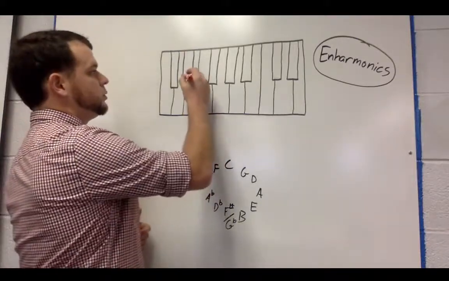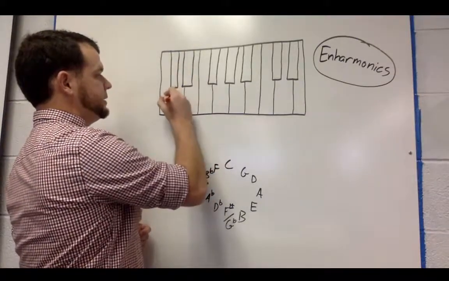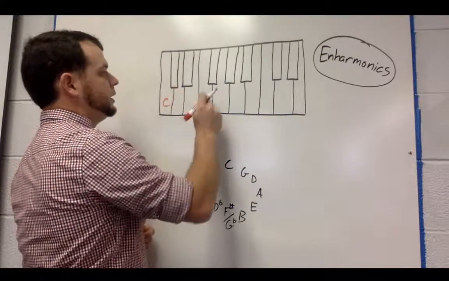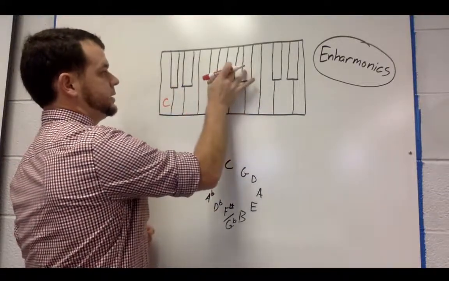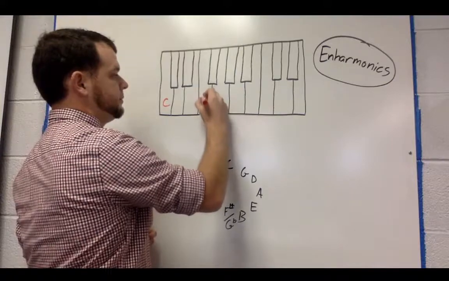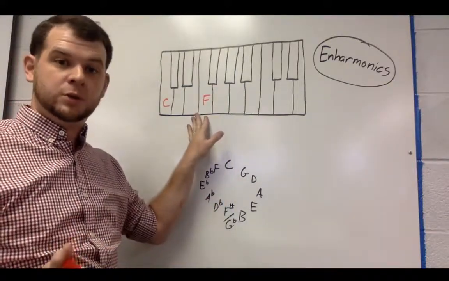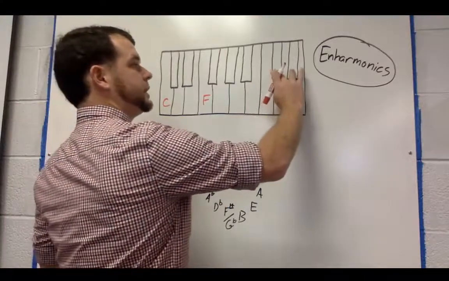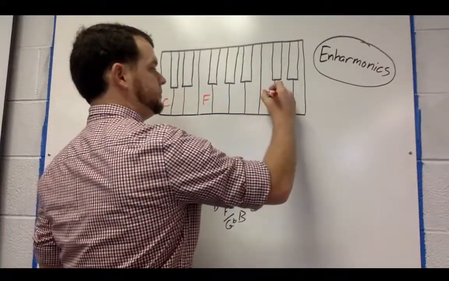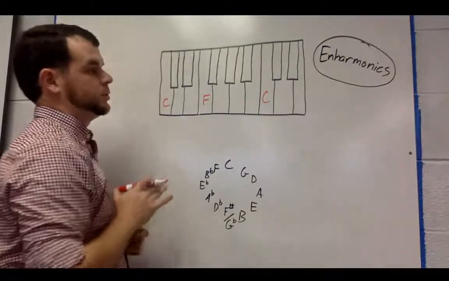Well, we know two black keys. To the left of that is C. And then we have three black keys together. To the left of that is F. And this is all from a prior video, so go back and check keyboard note ID. Two black keys. To the left of that would be C again. And we just have a little bit of keyboard to work with here.